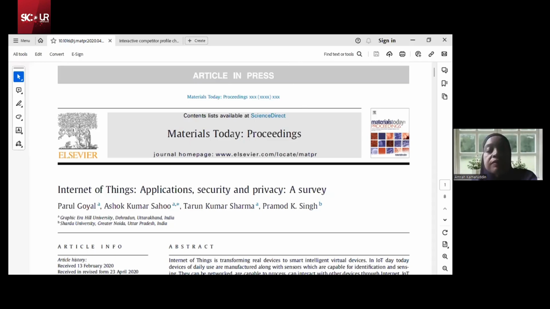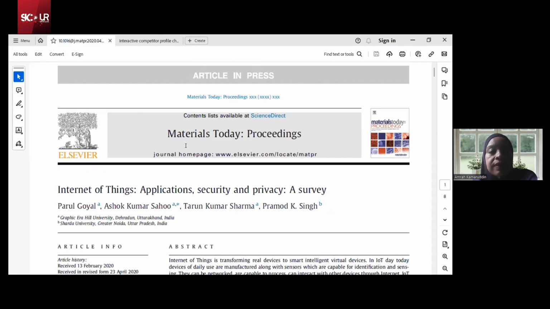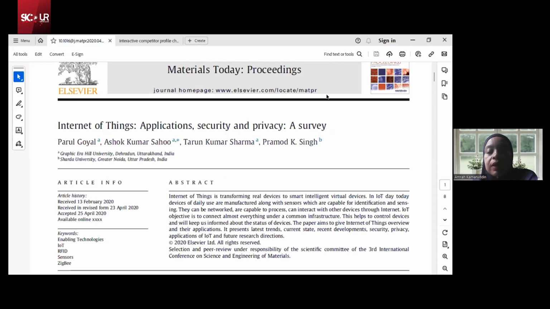This is my PhD journal. Okay, so Internet of Things, Application, Security and Privacy, a survey. This is from Elsevier. Elsevier is actually a very good journal. Sometimes they call it Science Direct. Yeah, so Science Direct. Okay, so let's have a look at where to get this.